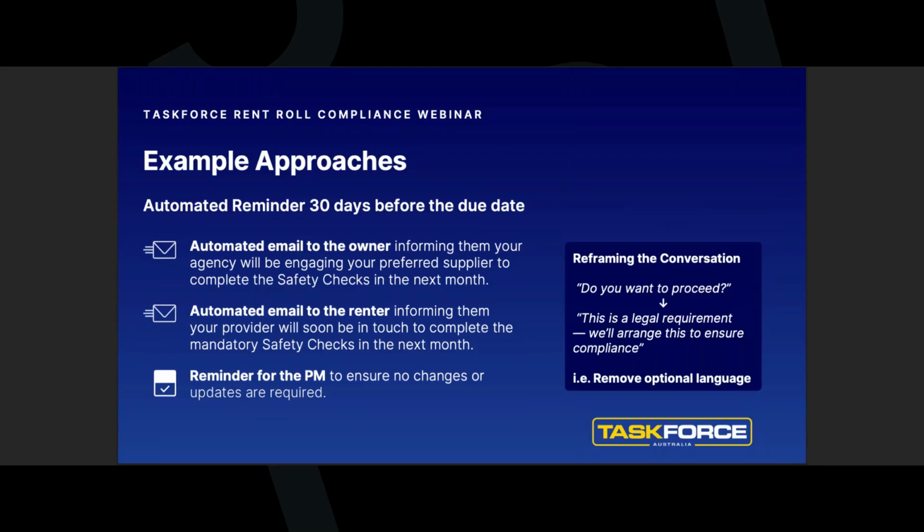It was about an email to the owner 1 month before their safety check was due, just reminding them that the safety checks were coming up and that the agency would be using their preferred supplier to go out and do that check within the next month. Now, I thought that was a really, really good idea because, and you'll see my little call out on the right, it's reframing the conversation.